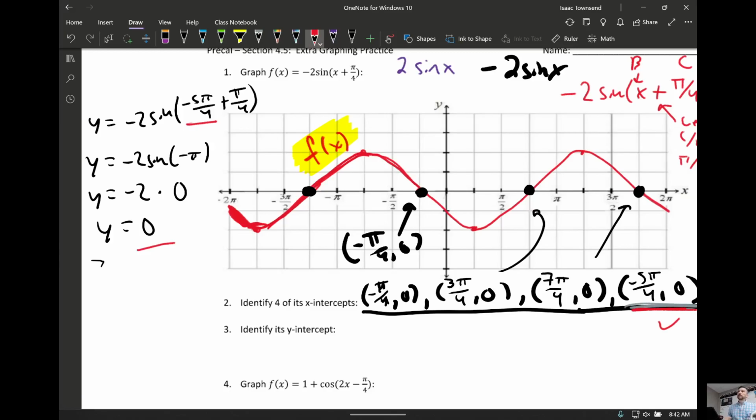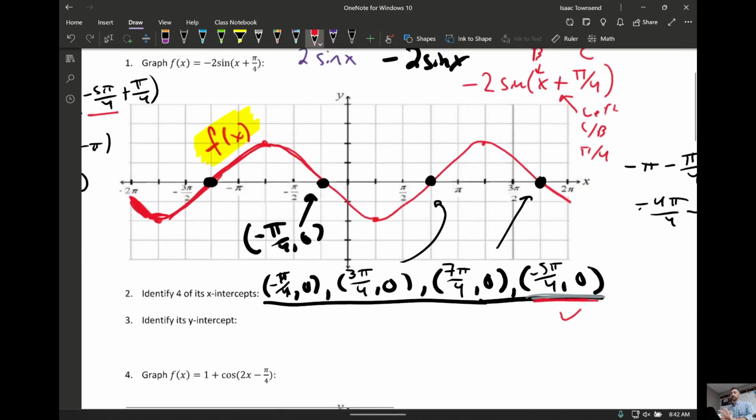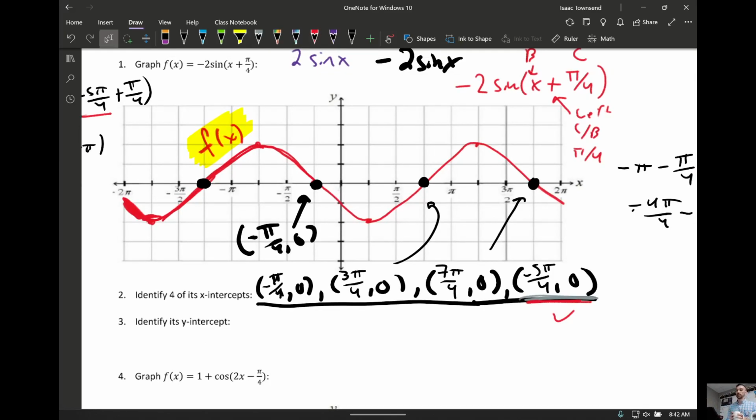Now again, it doesn't mean that the rest of the graph is right, but if plugging in negative 5 pi over 4 did not result in a y value of 0, I would know something was wrong, and at least I would know to go and try to fix it.